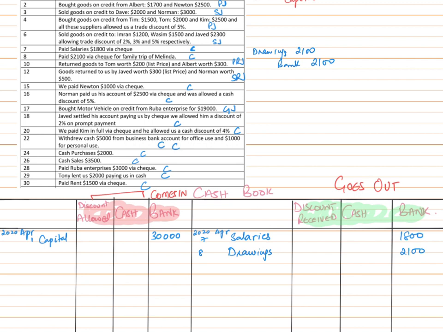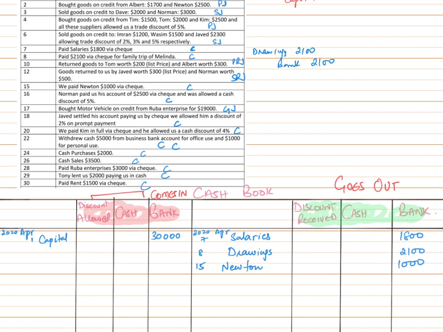Now if we look at which transaction involves cash, the transaction on 15th involves cash. We paid Newton 1000 via check. So we are paying Newton 1000 via check, so money is going out of the bank account, so we'll write 1000 over here. And on what date? It's on 15th. Now we can clearly see bank is getting credited, so who's getting debited? It's Newton, so we'll write Newton over here.